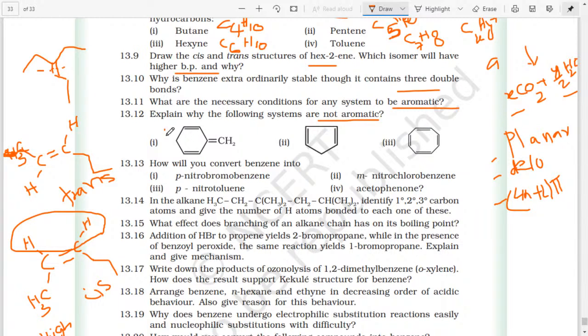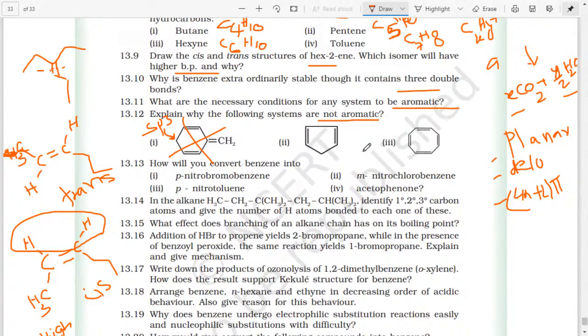What is the hybridization of this carbon? It is sp3 hybridized. sp3 hybridization is tetrahedral. It is not going to be planar. So the first condition is not matched. So this is not aromatic.